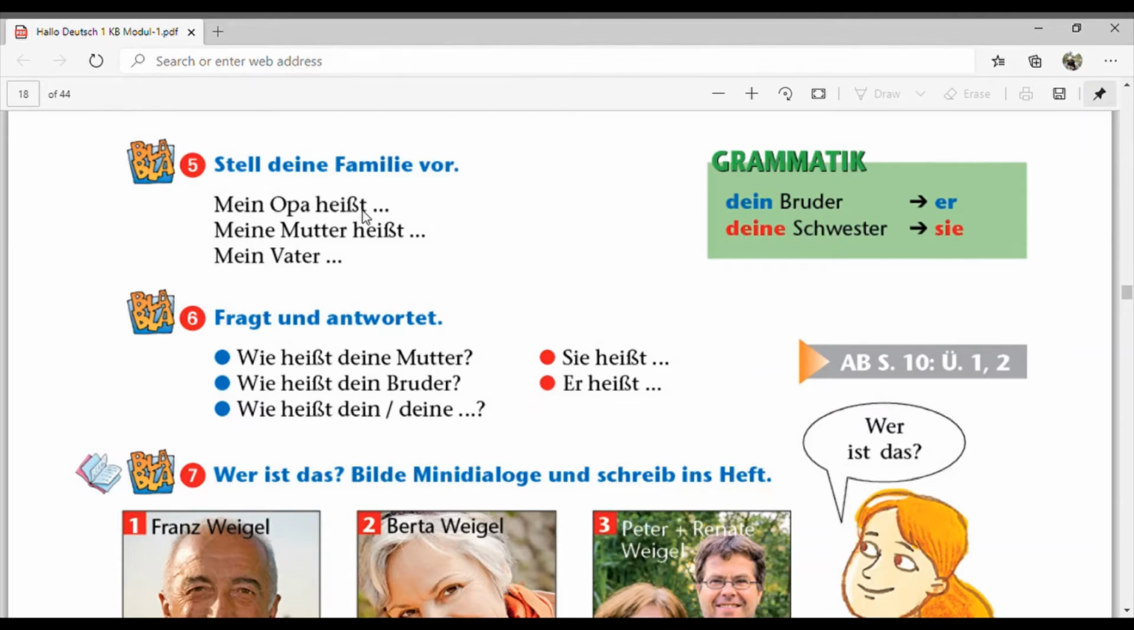Meine Mutter heißt, okay, Renata Weigel. Sie ist 30 Jahre alt. Mein Vater heißt Peter Weigel. Er ist 32 Jahre alt. Ja? Meine Großmutter oder meine Oma heißt Werther Weigel. Sie ist 55 Jahre alt. So in this way you can introduce your family. Yeah. So how many members are in your family? Just count them and then write down the name and their age.